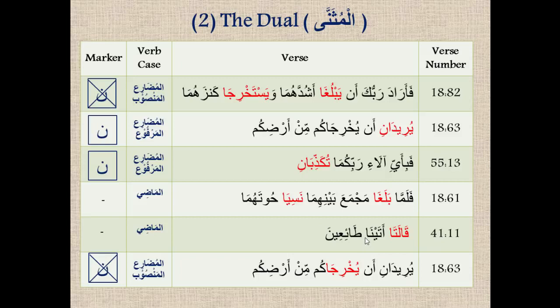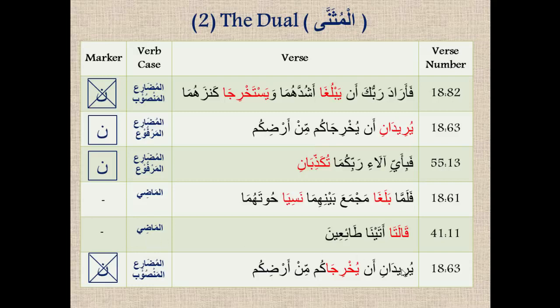قَالَتَا أَتَيْنَا طَائِعِينَ. We have قَالَتَا. This is conjugated for huma, but the feminine version. So we have قَالَتَا. Again, in the madi, no marker because it is mabniya.